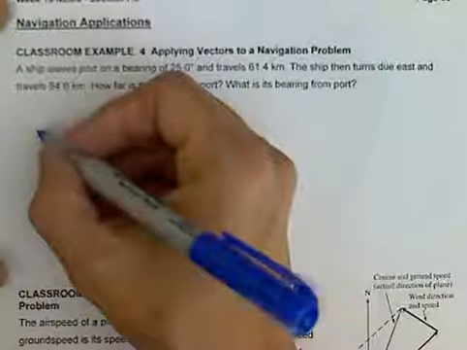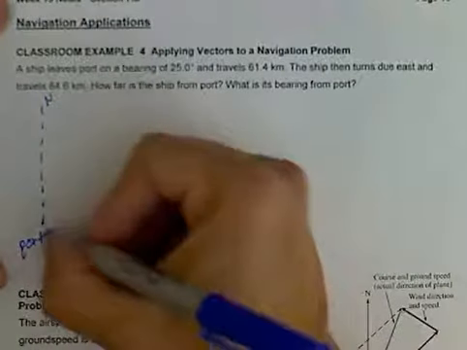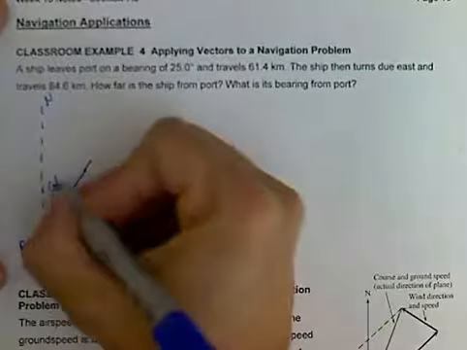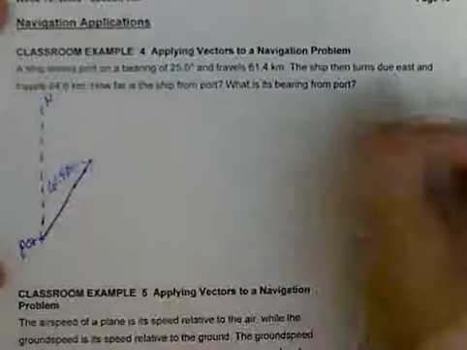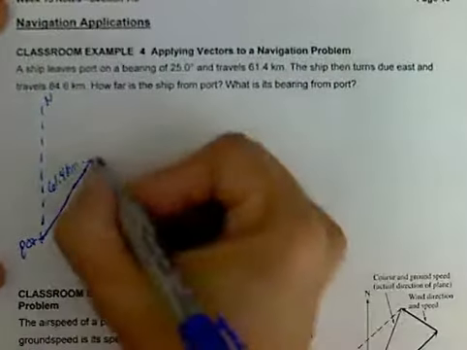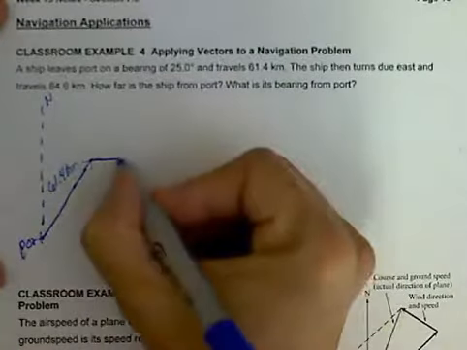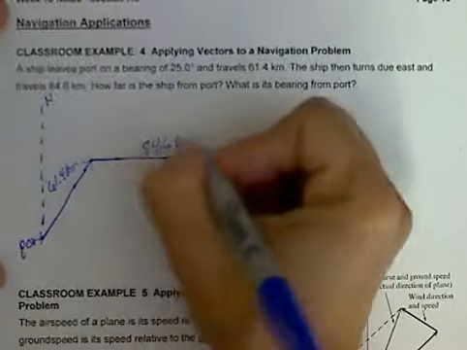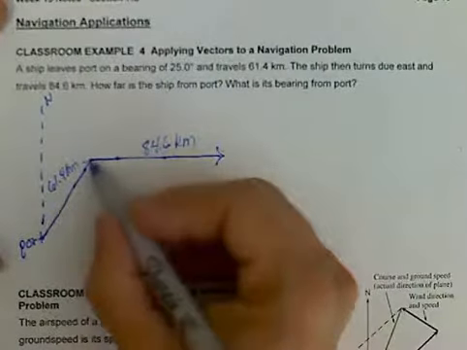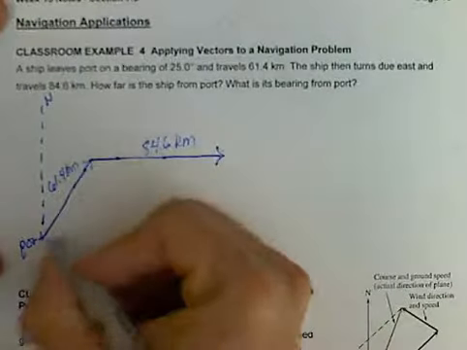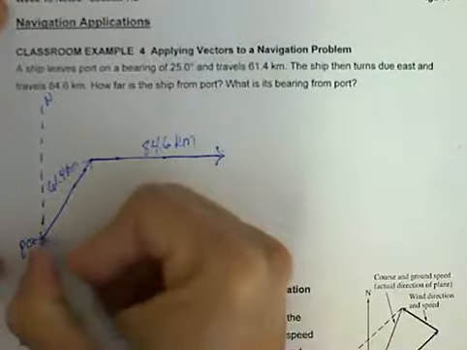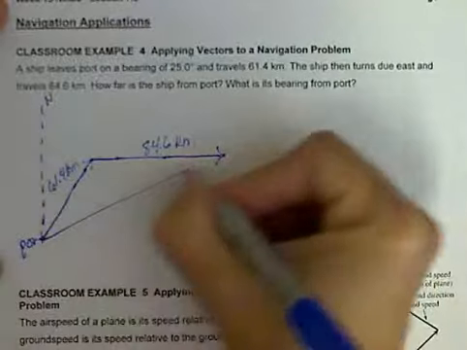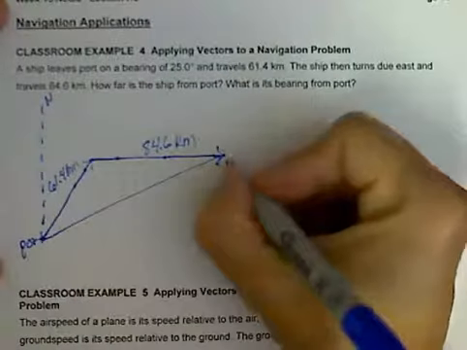So if we draw the picture, we've got our ship leaving with a bearing of 25 degrees. It travels 61.4 kilometers, and then it turns and travels straight east, and it goes for another 84.6 kilometers. Because of the way the problem was set up, we already had the tail to tip. That means our resultant vector is going to be the one that goes from the port to the current location of the ship. So this is our resultant vector right here.